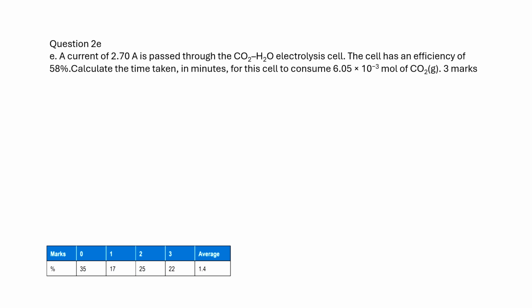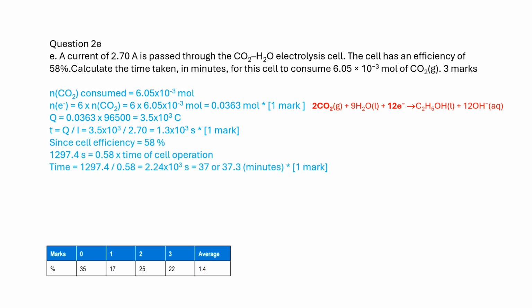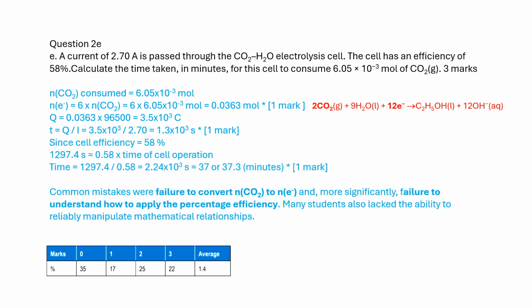Step by step. First, calculate the amount of electrons. Second, calculate the charge with Faraday's constant. Third, calculate the time of electrolysis if the efficiency is 100%. Finally, calculate the time of electrolysis in practice when the efficiency is 58%.